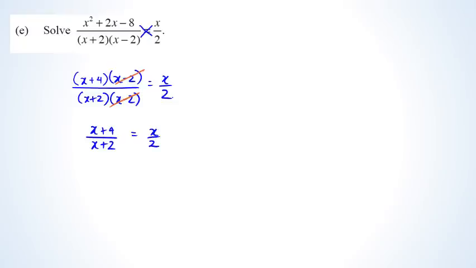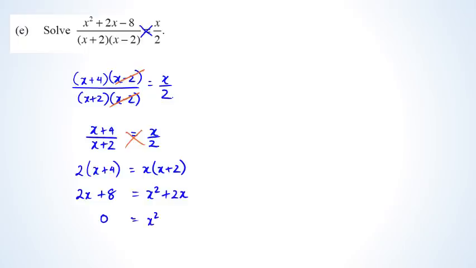So at this point, we can cross multiply, and what you should end up with is 2 times x plus 4 equals x times x plus 2. Expanding this, you get 2x plus 8 equals x squared plus 2x. Rearranging this, I get 0 equals x squared plus 2x minus 2x minus 8. So I've got 0 is equal to x squared minus 8.